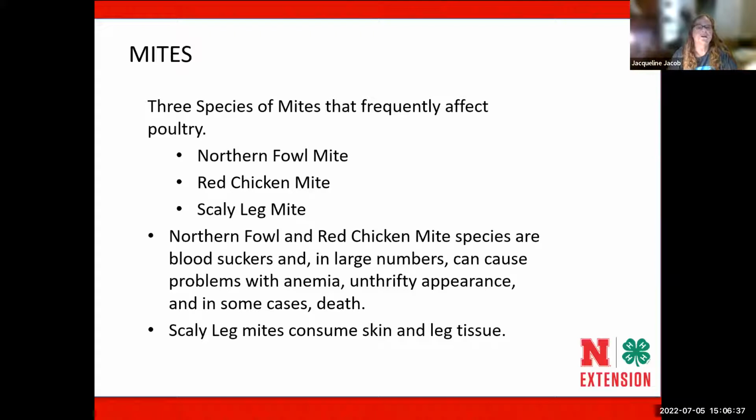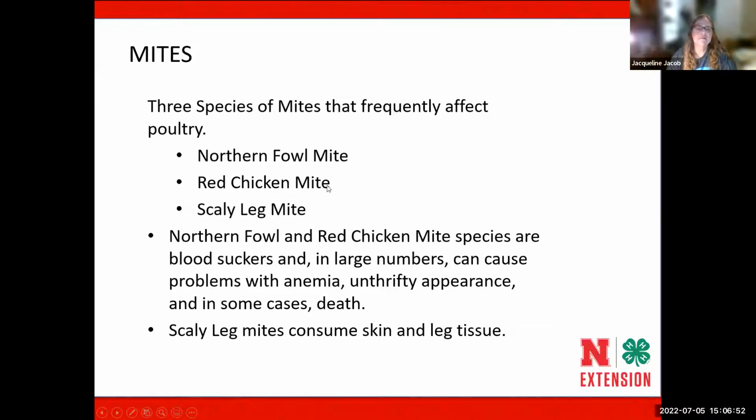Mites, as I said, there are three species of mite that frequently affect poultry. The most common is the northern fowl mite. It occurs in both backyard and commercial flocks.